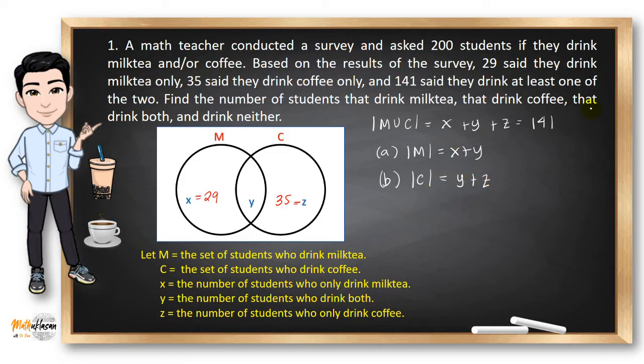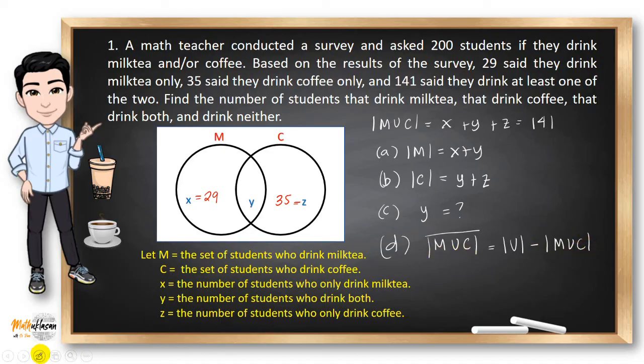Now, the third is the number of students who drink both. So, the third one, we're just asking for the value of Y. Okay? And for the last one, who drink neither. What does it mean? It means that we just need to get the complement of the cardinality of M union C. So, meaning to say, we just need to know the cardinality of U, and we just need to subtract M union C.